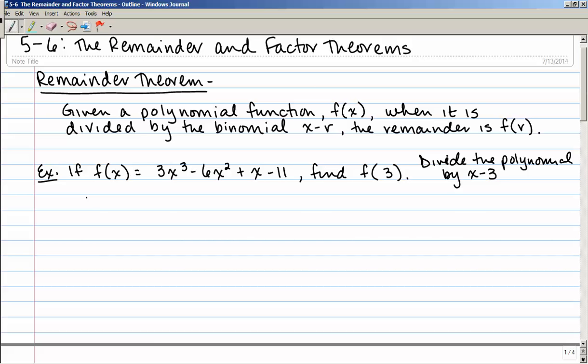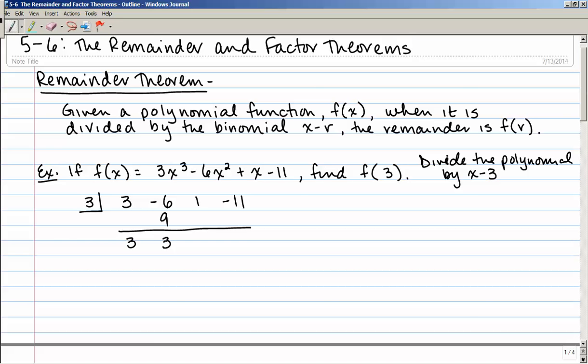So, do you remember synthetic division? We put the 3 in the box out here, and then I grab the coefficients from my polynomial: 3, negative 6, 1, and negative 11. Draw a line down here, and bring down the first coefficient, 3. Now I take the 3 that's in the box, multiply it by the 3 down below, and put that number here. That gives me a 9, and now I add. Negative 6 plus 9 is 3.